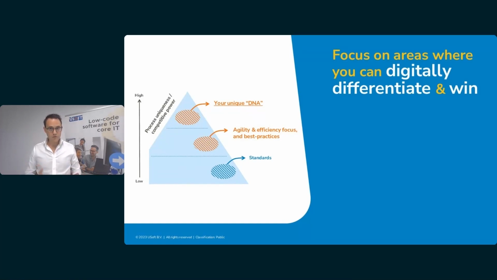And those types of processes are, in most cases, very well supported by a standard commercial off-the-shelf system. But as you move up in your organization, the uniqueness of your processes and the competitive power of your processes are increasing, which means that they are more specific to you, and therefore they allow you an opportunity to digitally differentiate compared to your competitors. And it's our strong belief as a software provider that you should always try to avoid focusing a lot of custom work on the standard process layer.